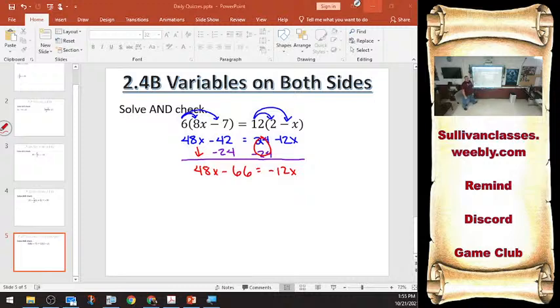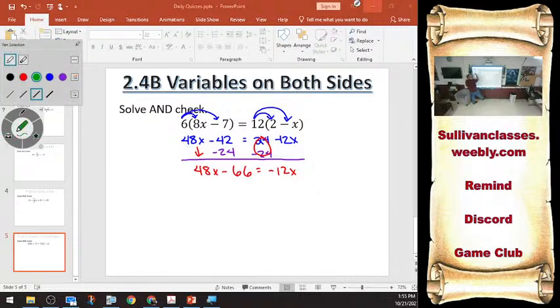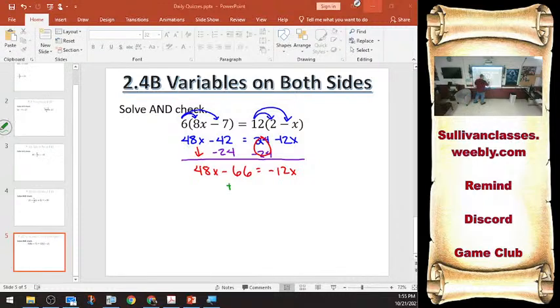Who's lonely? That negative 12x. Now this is the way that, okay, Trey said, I want to do that. Doesn't matter, right? There's 4 different ways to go after you distribute. So now I have to bring, wait a second, do I add 66 because I always add the numbers? No.